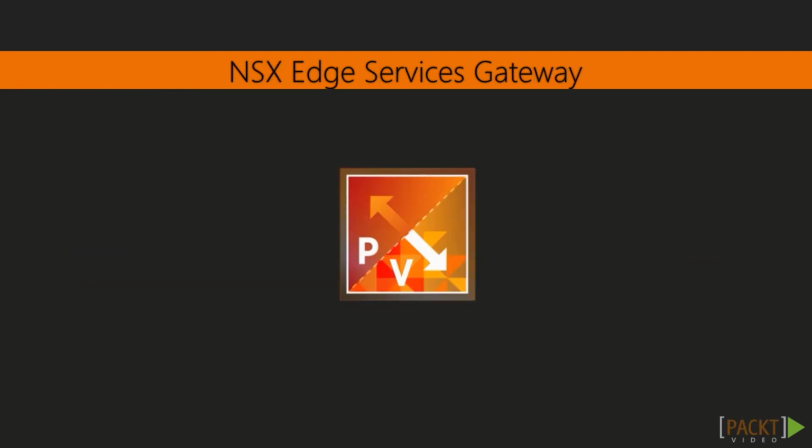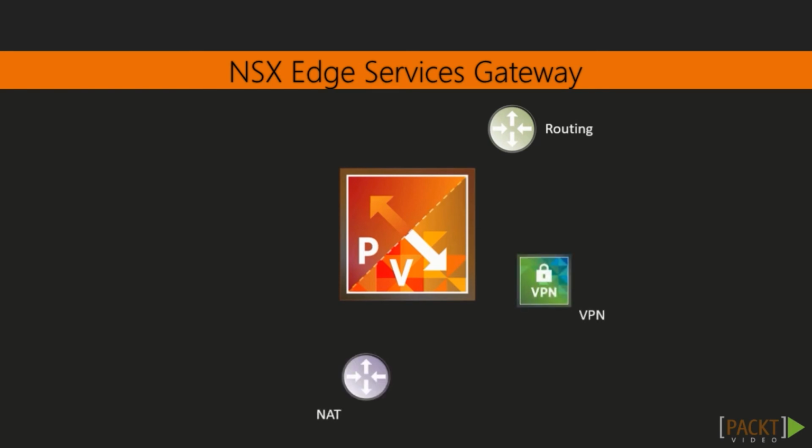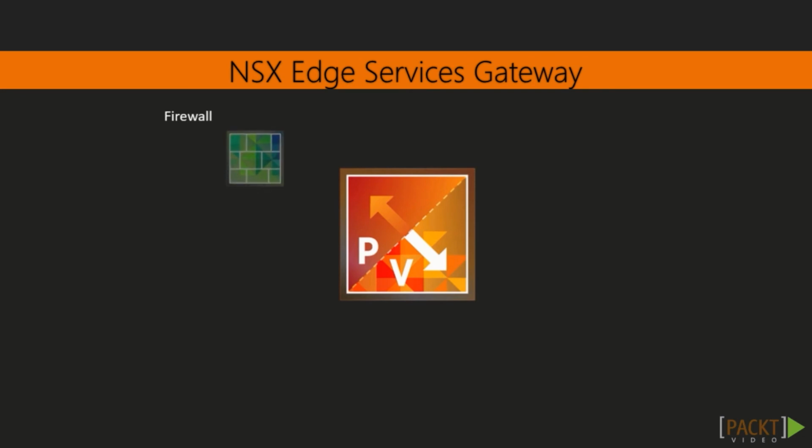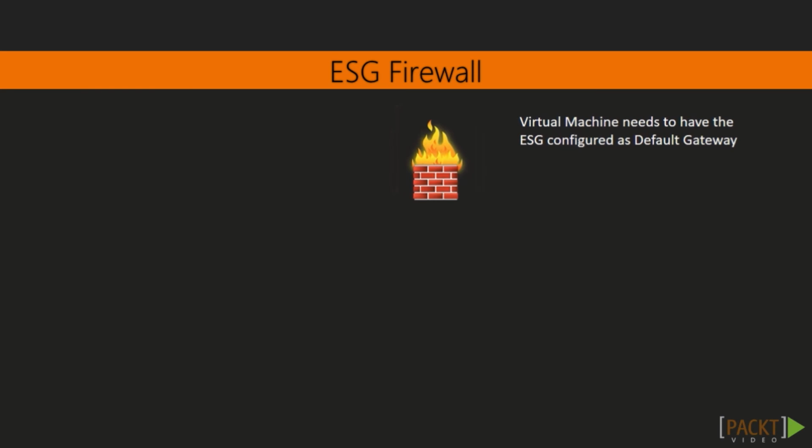The NSX Edge Services Gateway has a couple of different built-in services. We have routing, VPN, NAT, and we could use a load balancer, inline or one-arm, or a firewall. These features can all be enabled within the ESG. Let's now focus a little bit on the firewall. The ESG firewall, as we've already mentioned, to use this one, a virtual machine needs to have the ESG configured as default gateway, and this configuration is done within the guest OS of the virtual machine.